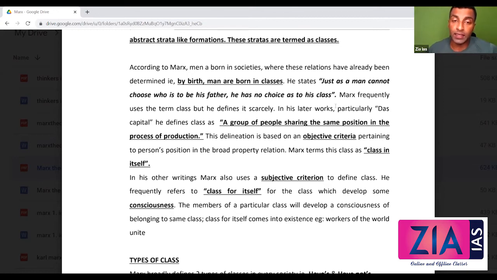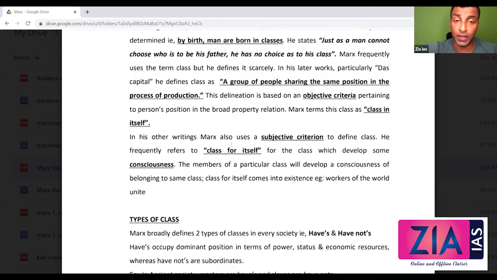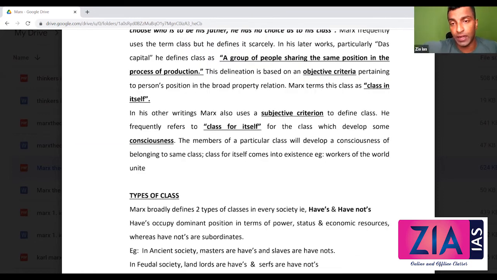In his other writings, Marx also uses a subjective criteria to define class. He frequently refers to class for itself, for the class which develops some consciousness. So class in itself will become class for itself when there is development of consciousness. The members of a particular class will develop consciousness of belonging to the same class. Class for itself will come into existence.